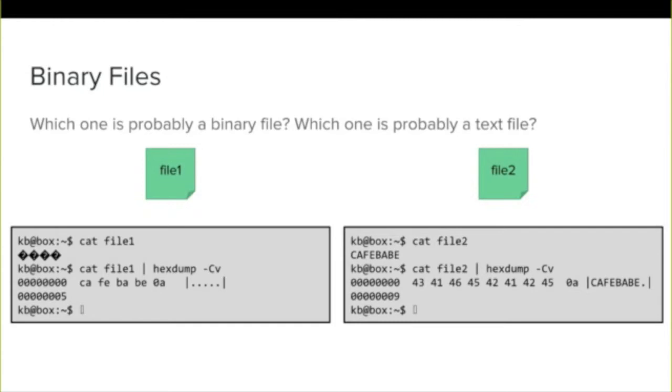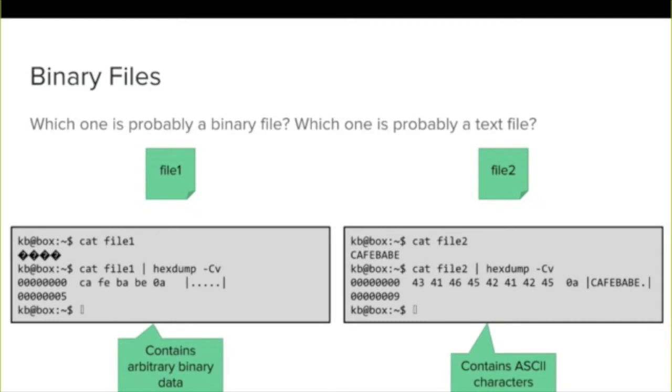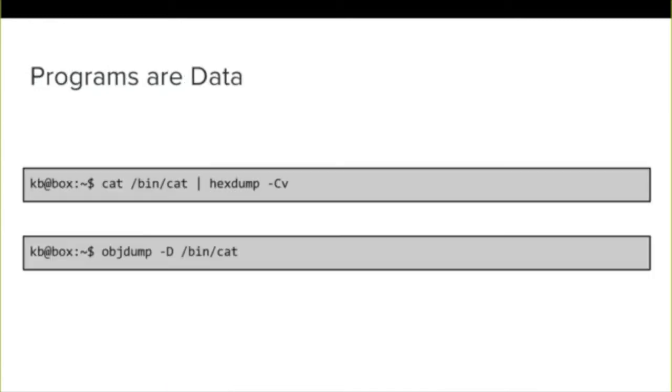All right. So yeah, this is arbitrary binary data. This is ASCII characters. So when we make the distinction between binary and text, or human readable, we really mean there is some interpretation of the data inside the file that would allow a human to say, oh yeah, that is something other than just random bits. Okay, so programs are data. So what do I mean by that? Like machine code, the actual code that runs on your computer, is just data, all right?